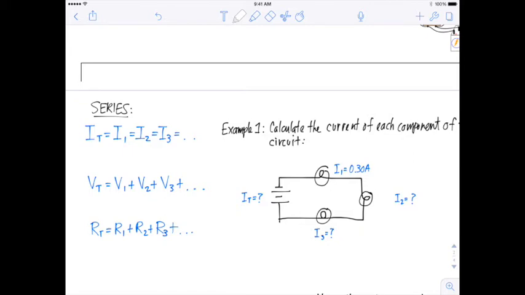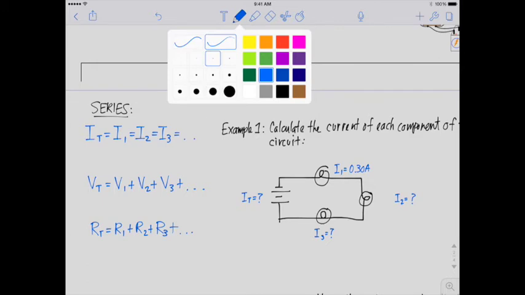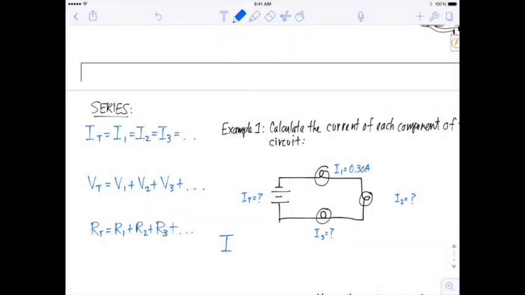So I've written my equations for series circuit right on my page, and I've been given only one of the currents. Looking over at my equations, I know that the total current is equal to current 1 is equal to current 2 is equal to current 3. So all of these must be 0.30 amps because they are constant.